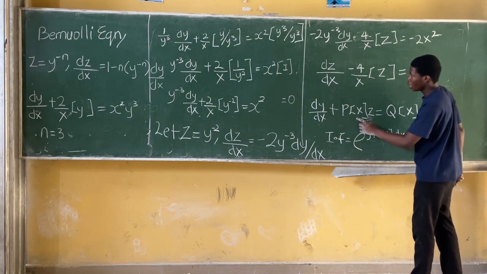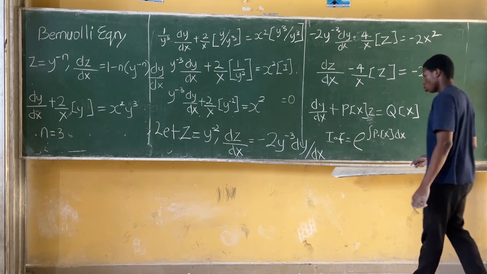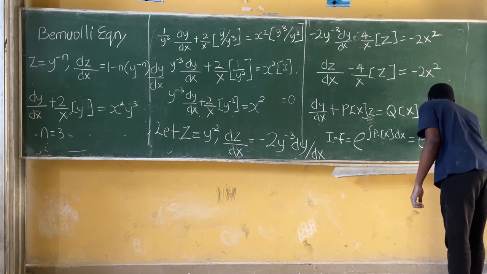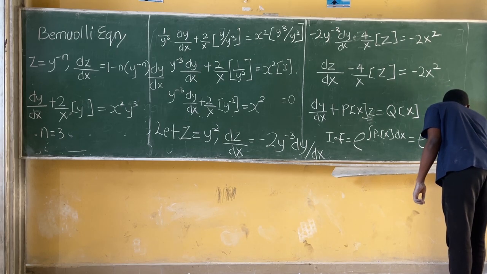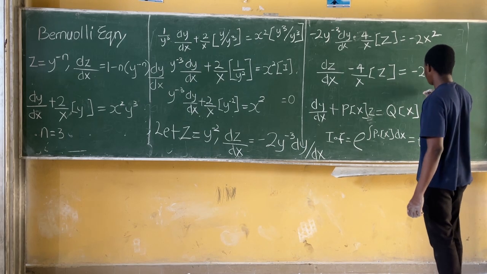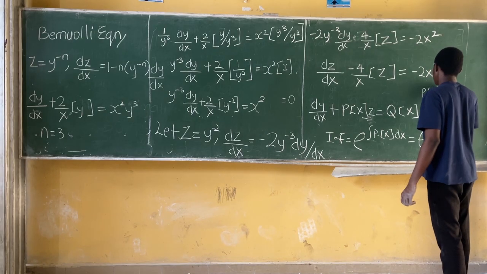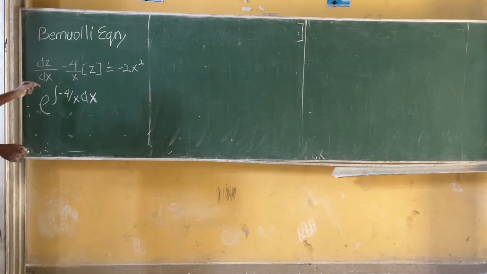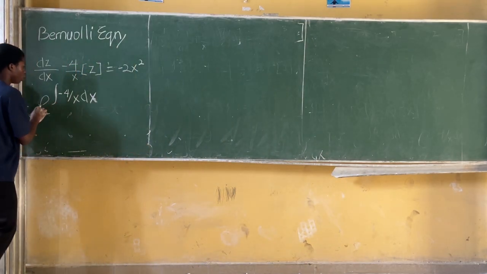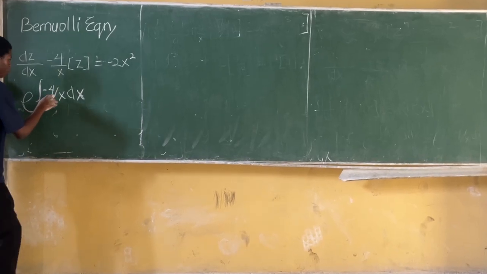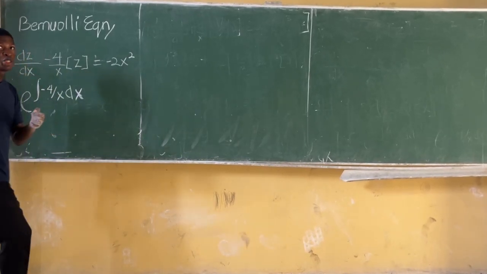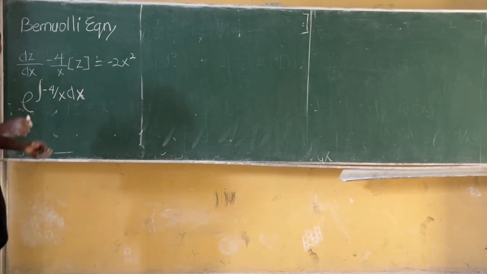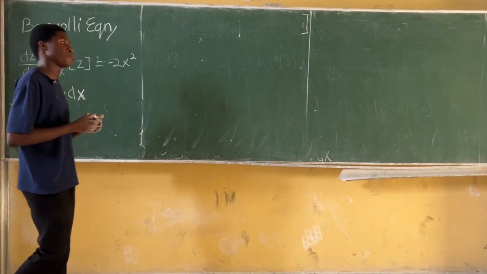So we can see that p of x is equal to minus 4 over x. This is e raised to the power minus 4 over x dx. Let's write out our p of x. Our p of x is equal to minus 4 over x. Okay, now we are going to be breaking this down. This is e raised to the power of the integral of minus 4 divided by x dx. So I'm going to show you the way to break this down and get a suitable answer that will be substituted into the integrating factor shortcut method.